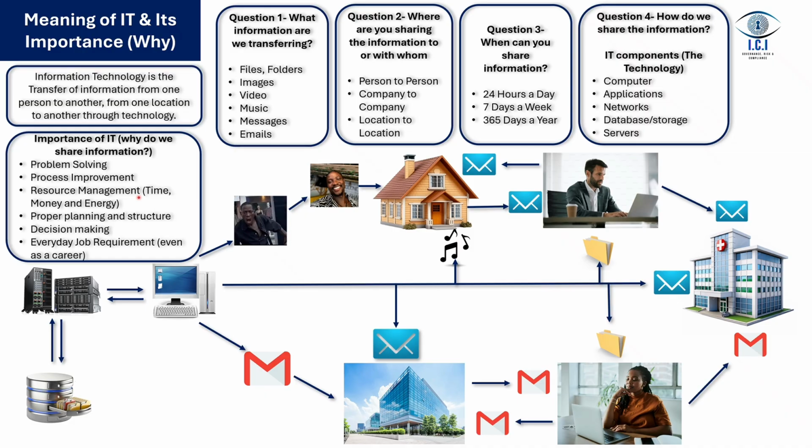The next is resource management. IT helps to manage your time, your money, your energy. The next is proper planning and structure. Yes, IT gives you proper planning, it gives you structure. The next importance of IT is that it helps you to make decisions. I know most of us now use a to-do list on our phone. This to-do list is the product of IT. So IT helps in decision making.